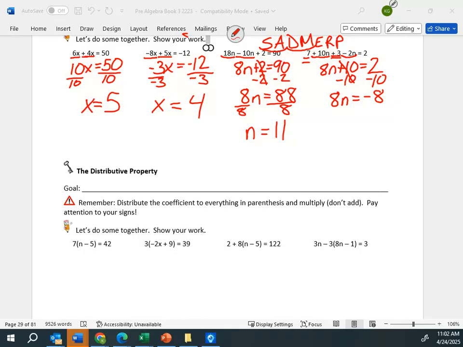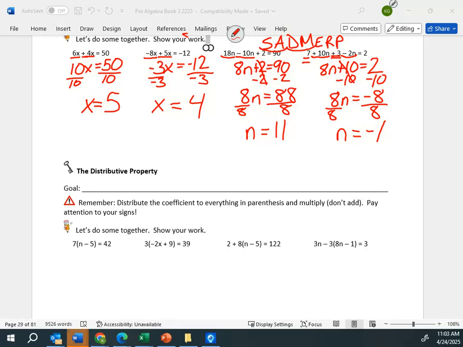Negative 8. Now what do I do, Eleanor? Now you're going to divide by 8. I divide both sides by 8. 8 divided by 8 leaves me with that positive 1. What is negative 8 divided by 8, Eleanor? Negative 1. So it's all steps that we have done, we're just combining them together.